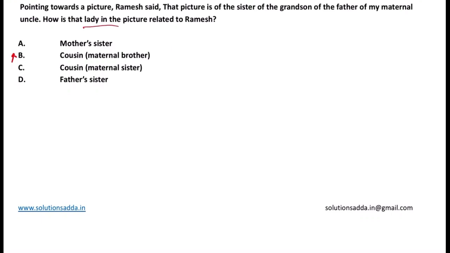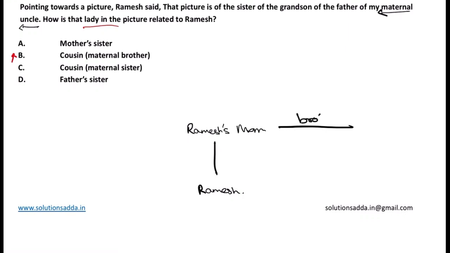Now we will chart the blood relation. Whenever we start charting, we start from the backwards. That is, we will start from maternal uncle. Whose maternal uncle? Ramesh's maternal uncle. So this is Ramesh, suppose. Then she'll be Ramesh's mom. His brother would be Ramesh's maternal uncle.